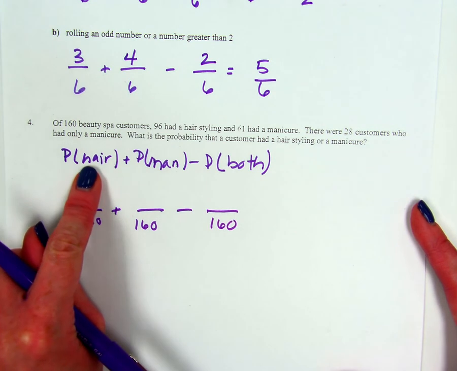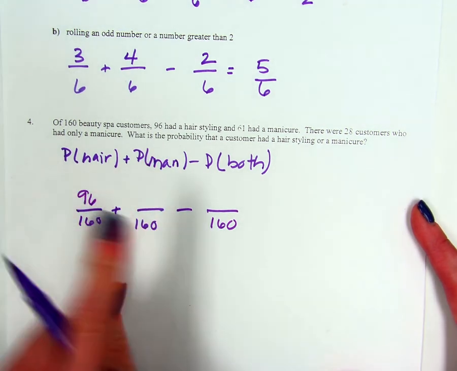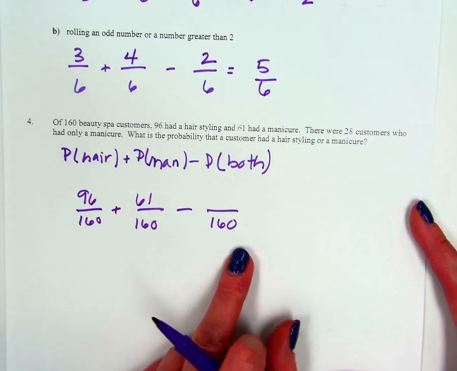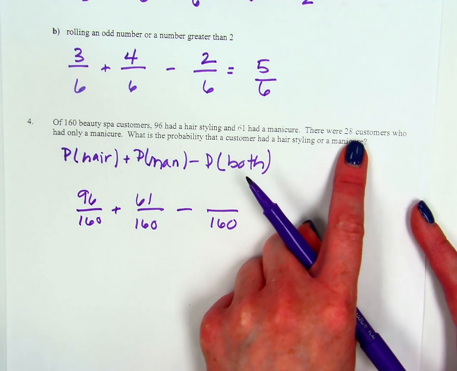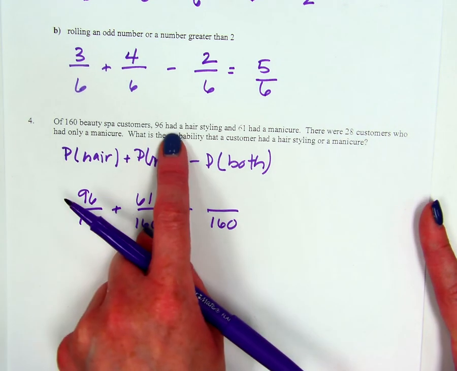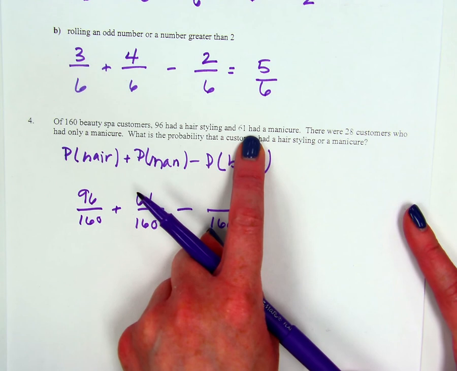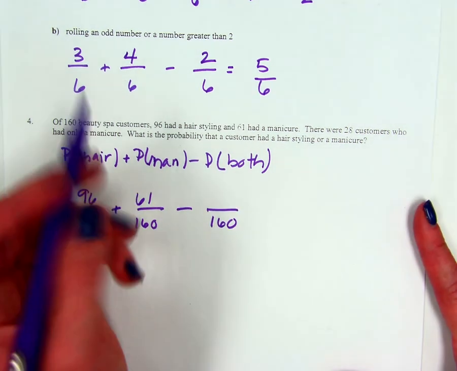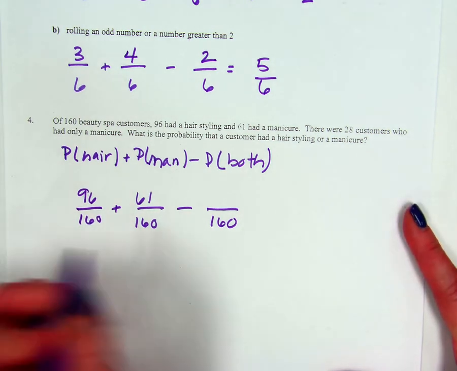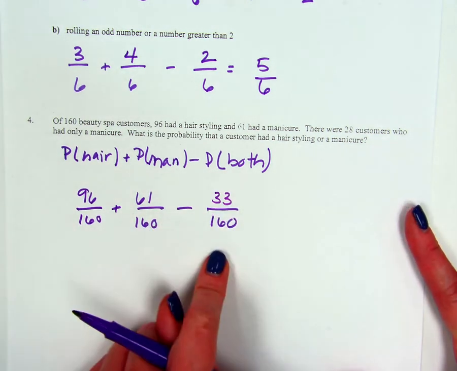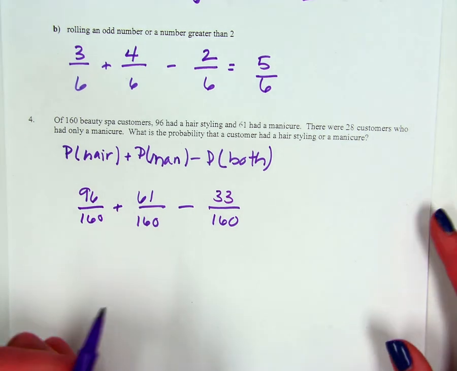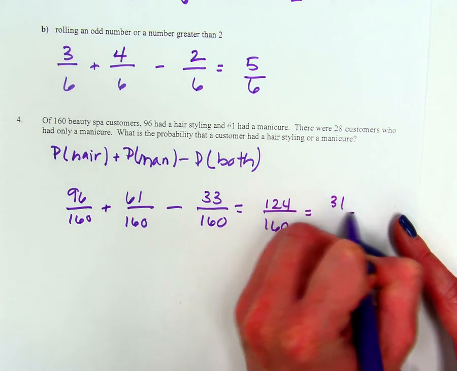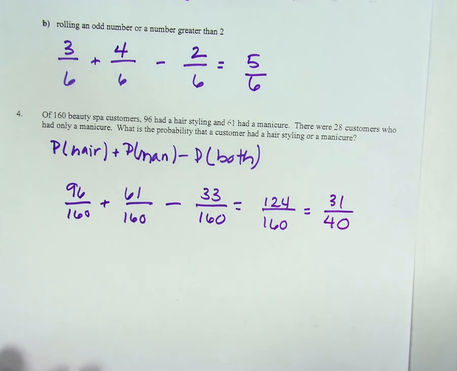And how many did we have with hair? 96. And then our manicure, we had 61. And those that had both, so we have to figure out how many were both. It's not 28. It said we had 96 with a hairstyle, 61 had a manicure, and 28 customers who only had a manicure. So we figured out from there that our number is going to be 33. So we have 33 there. So we're going to add our 96 and 61, subtract our 33, and we have 124 over 160 equals 31 over 40. And that's it for today.